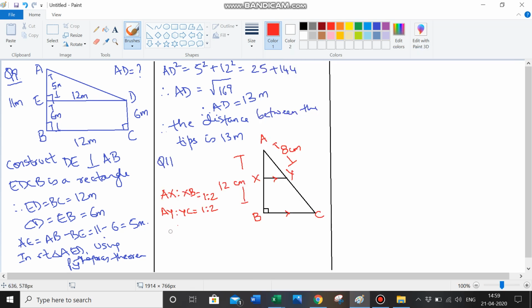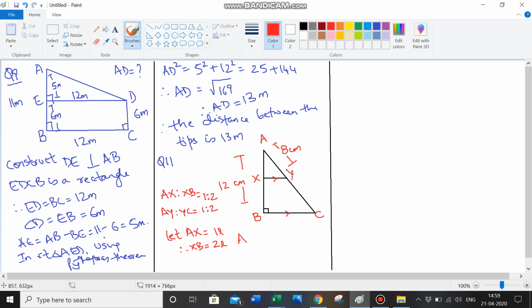So let's move on to question number 11. I've made a rough diagram. In this, XY is given parallel to BC, AY is given equal to 8 centimeter, AB is given to 12, and the relationship between AX and XB is 1:2. So let AX is equal to L, therefore XB is equal to 2L. L is the variable that I've taken.